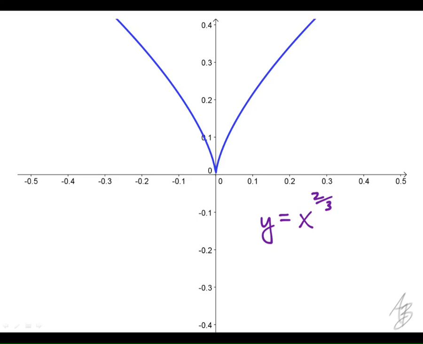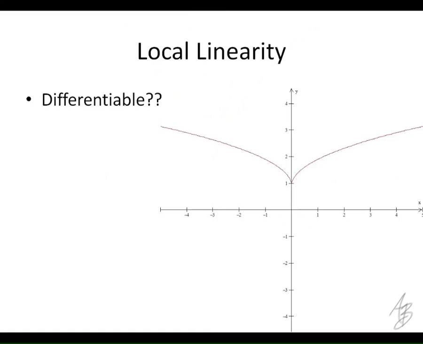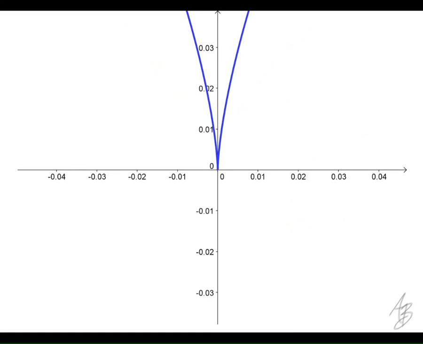If I zoom in on it, I want you to note the viewing window right now. We're going from x values from -5/10 to 5/10. If I zoom in on it here, where we're going from -5/100 to 5/100, there's still that corner there, right? And no matter how far I zoom in, it's still going to have that corner there. Does that make sense? So this function would not be differentiable at that point. Even though it's continuous there, it's not differentiable because it has that corner.